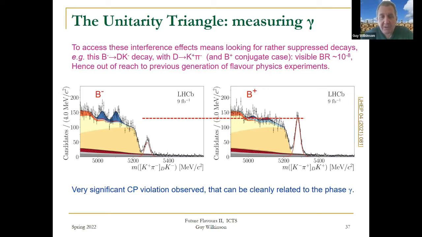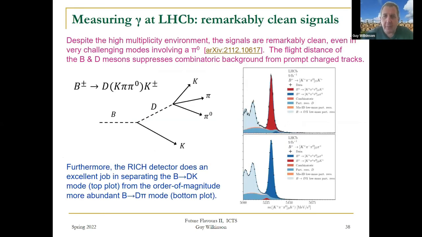That's just one decay with the D going to K pi. There are other decays we can look at, but for instance, even decays where the D goes to a K pi pi 0. LHCb is not very good at pi zeros, but still the sheer statistics we have means that we can still access such modes.